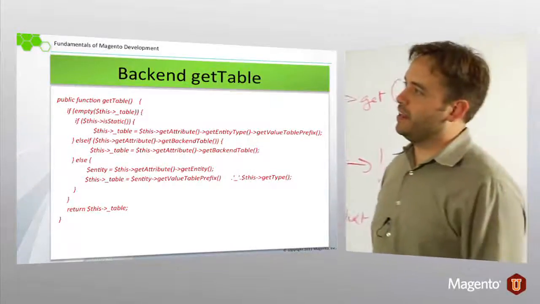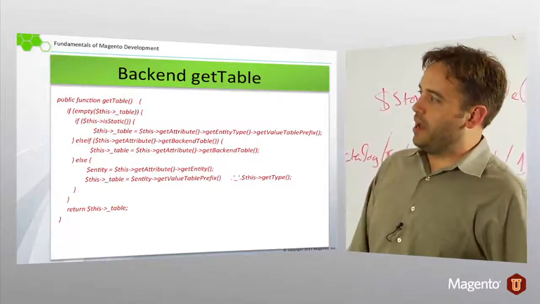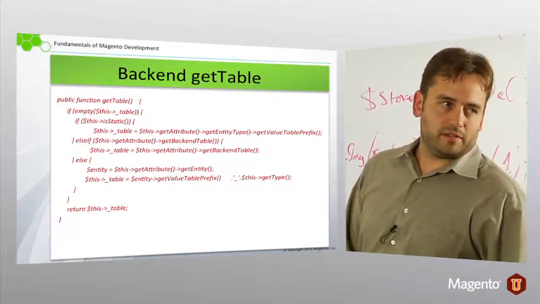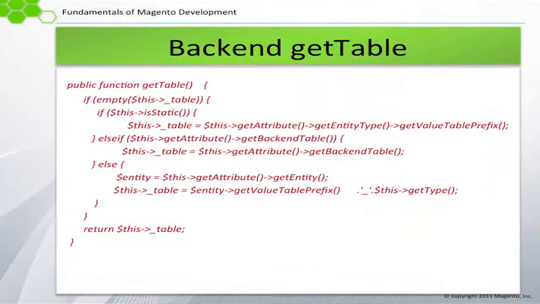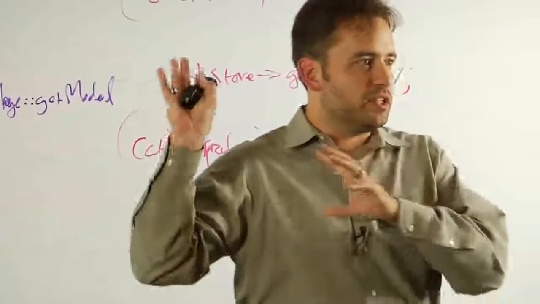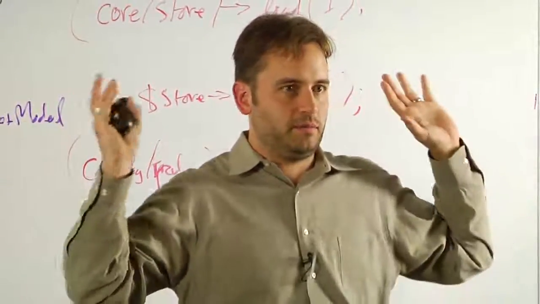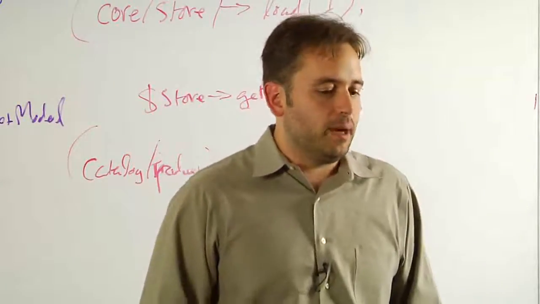Now, there's this backend get table. This is how this actually maps out here. It gives us our product, or our entity type, and then adds an underscore, and then int or decimal, datetime, etc. I know this is a lot of information, and that's just a whole lot of stuff.